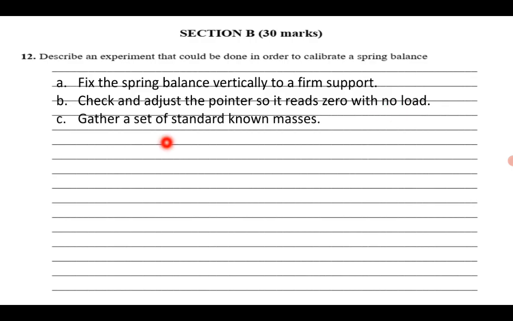And then gather a set of standard known masses. You can have 10, 20, 30, 40 grams. Then calculate the weight of each of the masses. How do you do that? You convert the mass into newtons. Remember that 1 newton is equal to 100 grams. So use that conversion factor to produce the weight in newtons.